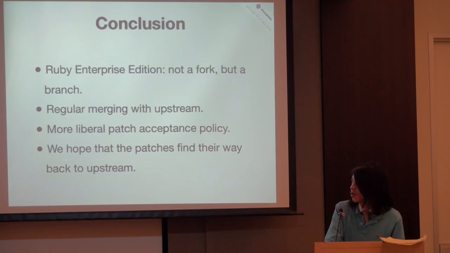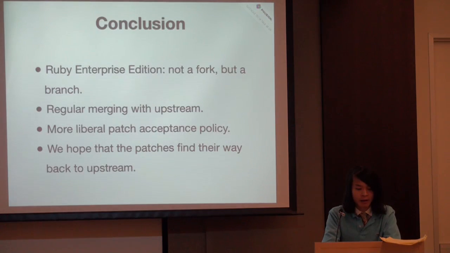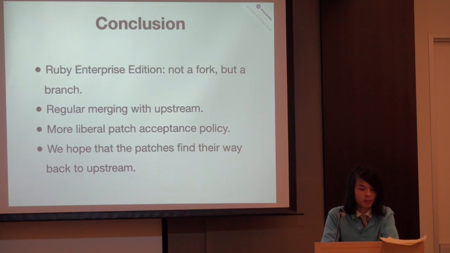So basically, in conclusion, Ruby Enterprise Edition is not a fork, but it's a branch, so regular merging does occur with upstream. Contrary to Ruby proper, we have a more liberal patch acceptance policy, so if you have a cool patch that could contribute to Ruby in a server environment, then we'd be more than happy to take it into consideration. And eventually, of course, at one particular point, we do really hope that these patches will find their way back to upstream. But until that point, we're maintaining Ruby Enterprise Edition.